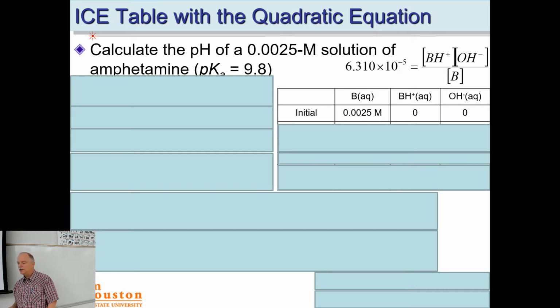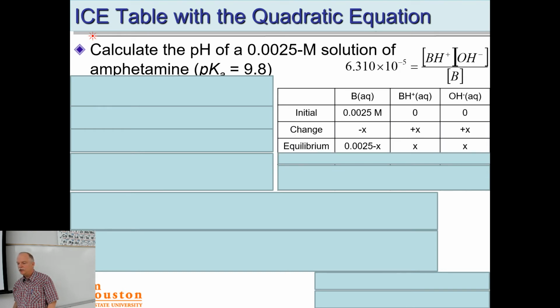Okay, so did you get the table written out? So that's the initial row. Then here's the change row and the equilibrium row. So minus X plus X plus X, that's the same. But for equilibrium, we're going to keep that 0.0025 minus X as our reactant at equilibrium.